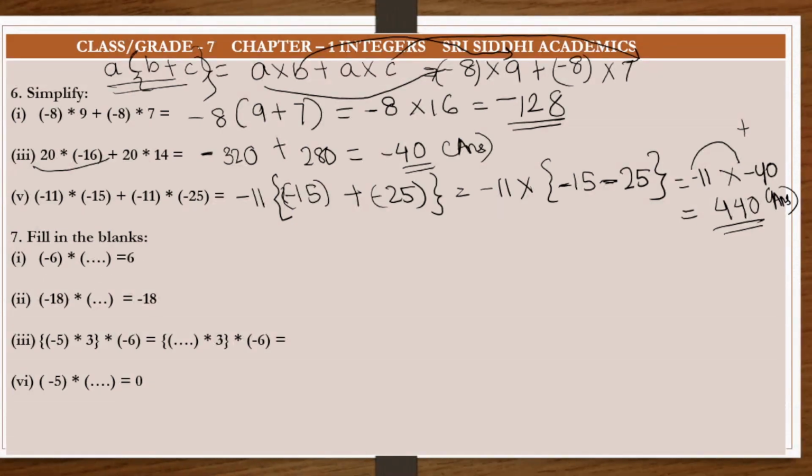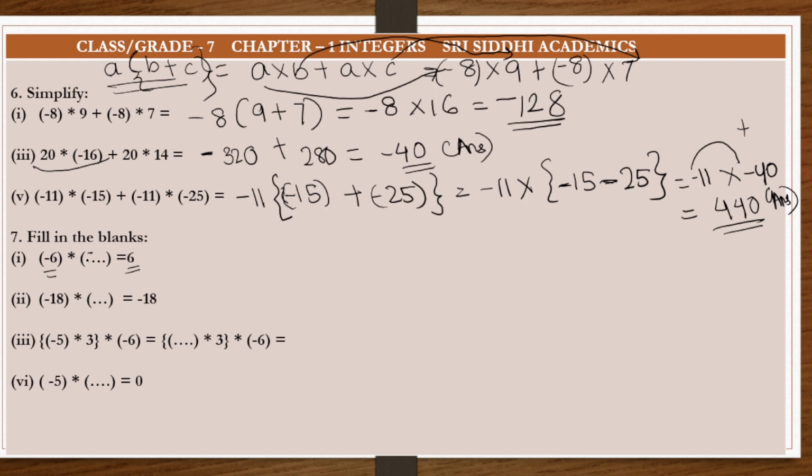All right. Now let's solve question number 7. Fill in the blanks. Here bit 1 is minus 6 into what is equal to 6. Now if the product is positive and one of the factors is negative, that means the other factor involved in this multiplication is also negative. Otherwise, two same sign integers, when they come together, then only we get the product as positive. So either it is to be plus plus to get a positive product, or minus minus.